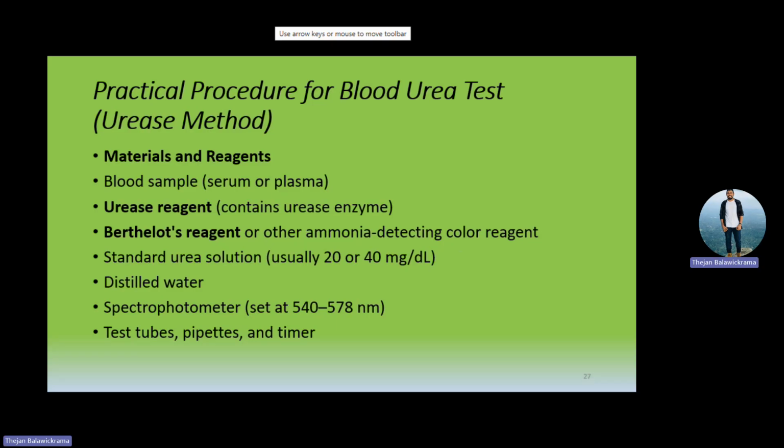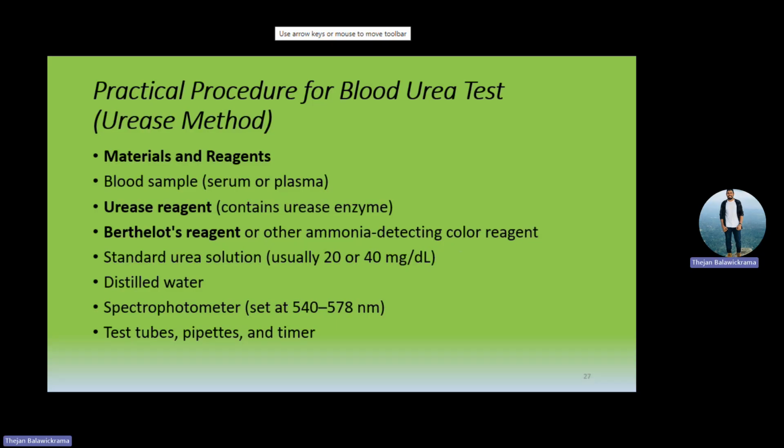Standard urea solution. Because we always have three test tubes. Remember, even in the glucose test, we have three test tubes: blood sample, distilled water, and standard known-concentration glucose solution. Here it's the same story, standard urea solution this time. So what's the standard urea solution? 20 milligram per deciliter or 40 milligram per deciliter, depending on the situation. We use one of those two. This is still important: a spectrophotometer set at 540 to 570 nanometer wavelength range, to measure the color intensity.